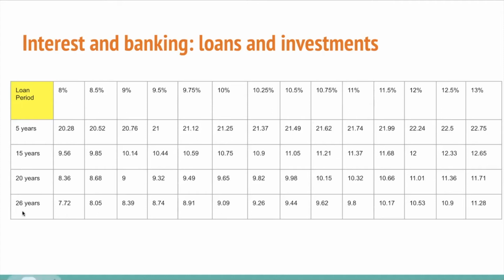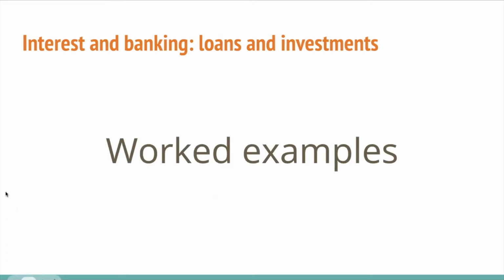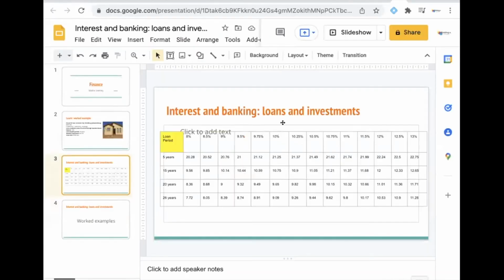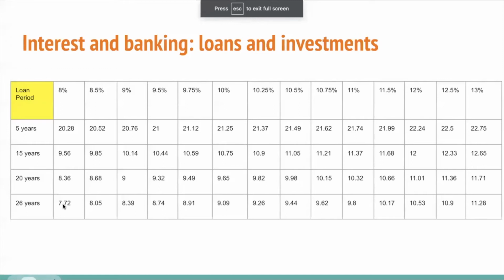So if you can pay over 25 years, at 8% you're going to pay 7 Rand 72 per 1,000 Rand instead of 20 Rand 28 per 1,000 Rand. And then at 13%, you're going to pay 11 Rand 28 per 1,000 Rand instead of 22 Rand 75 per 1,000 Rand. It's like half. But why is it that 5 years is not half of 25 years?